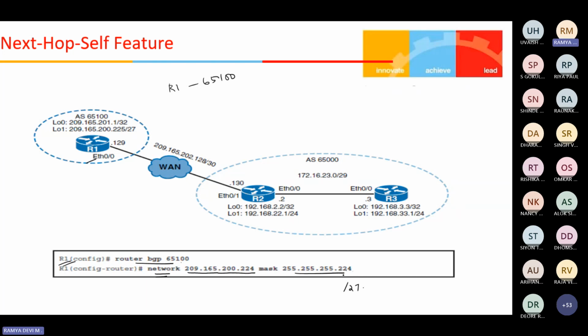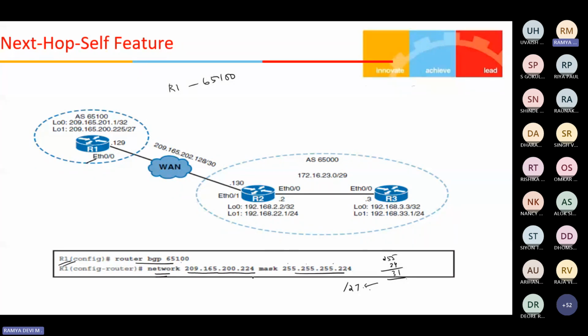Only a few bits are left. So this is 8, 16, 24, so 255.255.255.224. The last three bits are part of this particular network, that is 24 plus 3, 27. So it is a part of R2, R2's IP address. By default, R2 passes the same BGP update to R3 without changing the next hop.